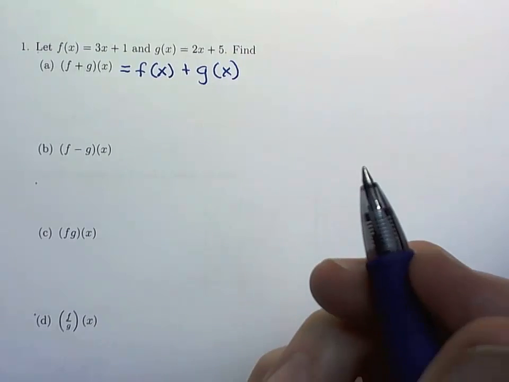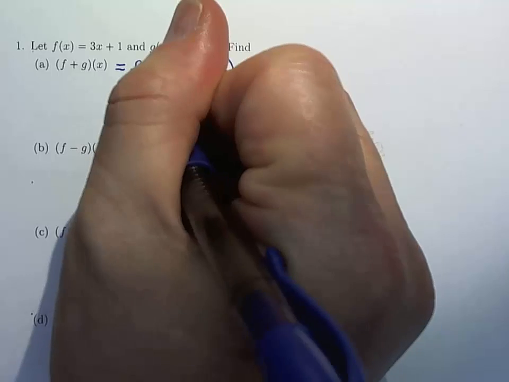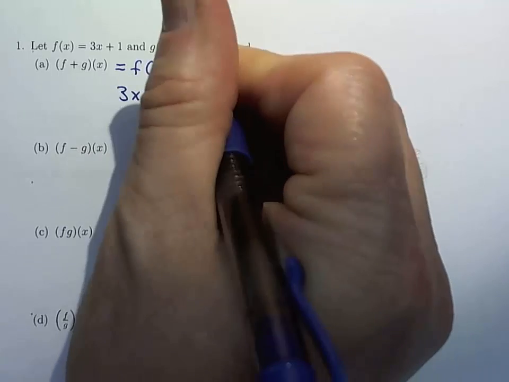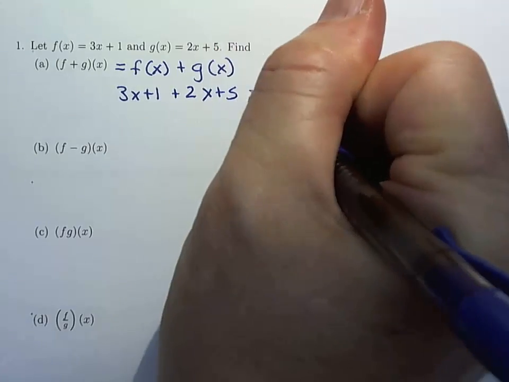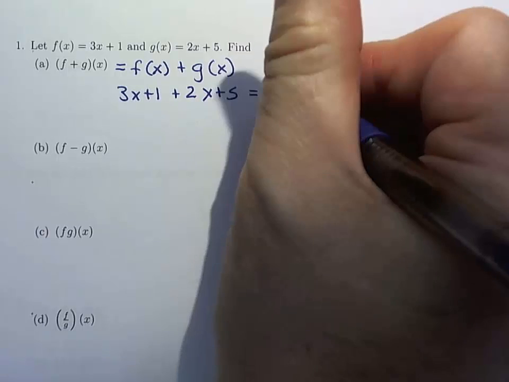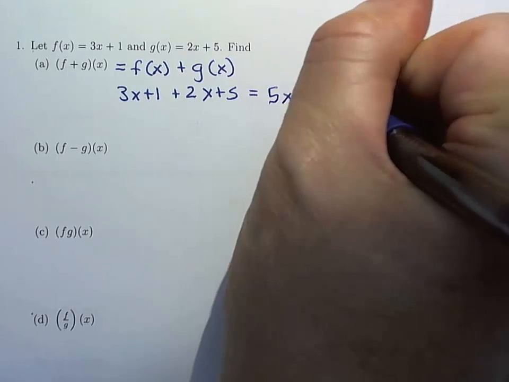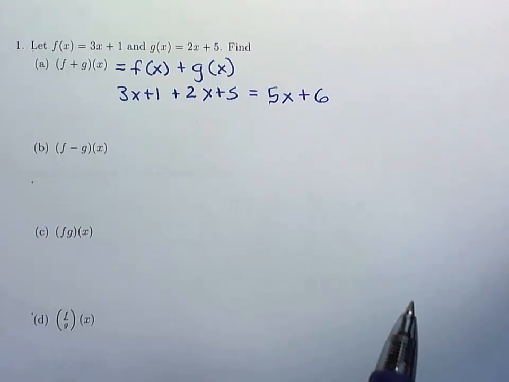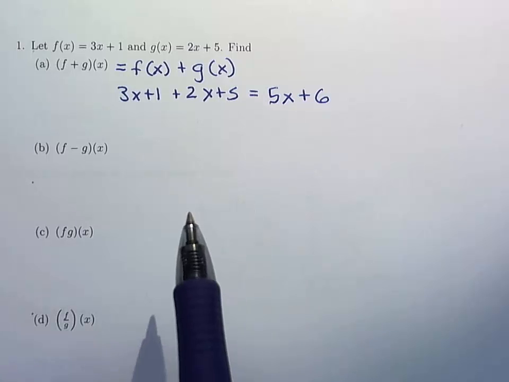We're just learning notation. And of course, f of x is 3x plus 1. g of x is 2x plus 5. So really, we're just learning what this means. And if we add these together, we get 5x plus 6. So it's very simple. We're just getting used to this new notation.